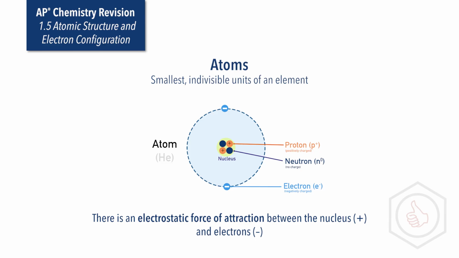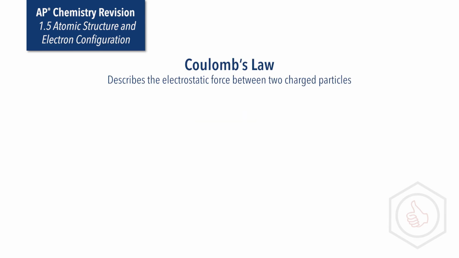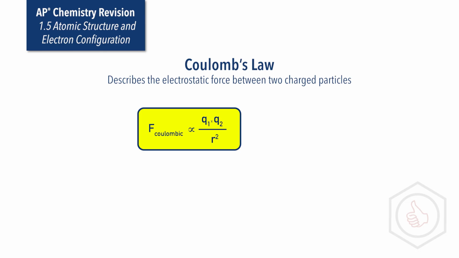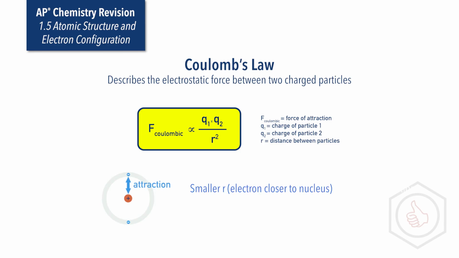This attraction can be described by something called Coulomb's law, where F is proportional to Q1 times Q2 divided by R squared, with F being the force of attraction, Q1 and Q2 being the charges of the two particles, and R being the distance between them. If we model the nucleus as a positively charged particle, then this equation can be used to describe the attraction between the nucleus of an atom and the electrons that surround it. The smaller the R value, so the closer an electron is to the nucleus, the stronger the force of attraction. Equally, the greater the nuclear charge, so the more positive charge the nucleus has, the stronger the attraction as well.